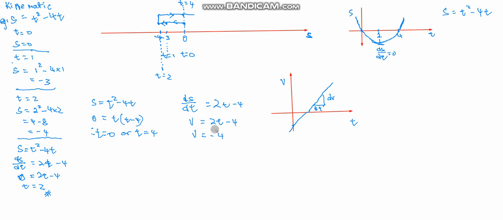Continuation from the previous video. So this is actually the gradient, which is 2. It's actually the gradient. It's the acceleration. Okay, dv over dt, this is the acceleration.